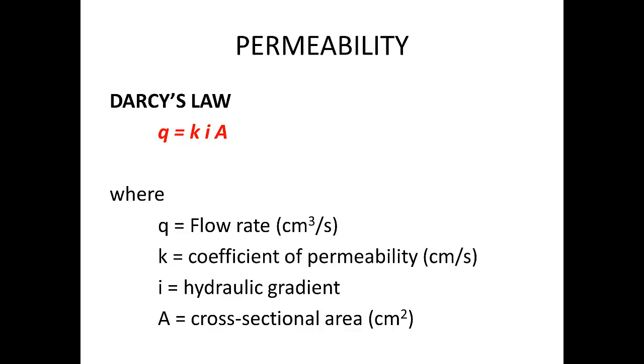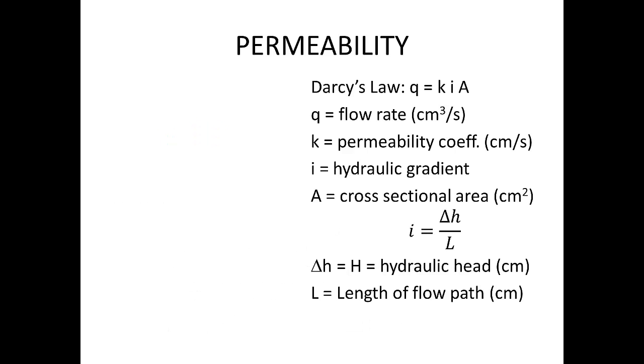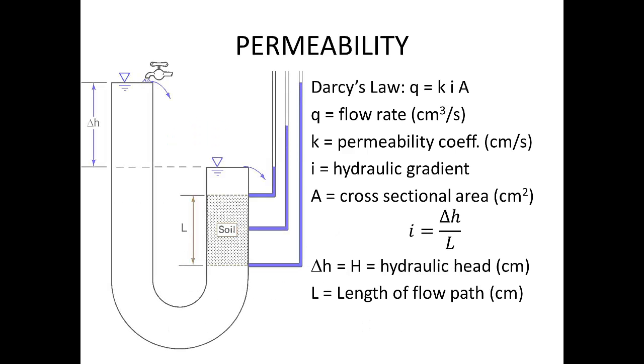Let's now review each of these variables with the aid of a figure. Let's consider for a moment this simple test setup. Water is fed at the source here, which is the highest point in this setup. It then travels through the tube with a cross-sectional area A and exits at this lower point right here.